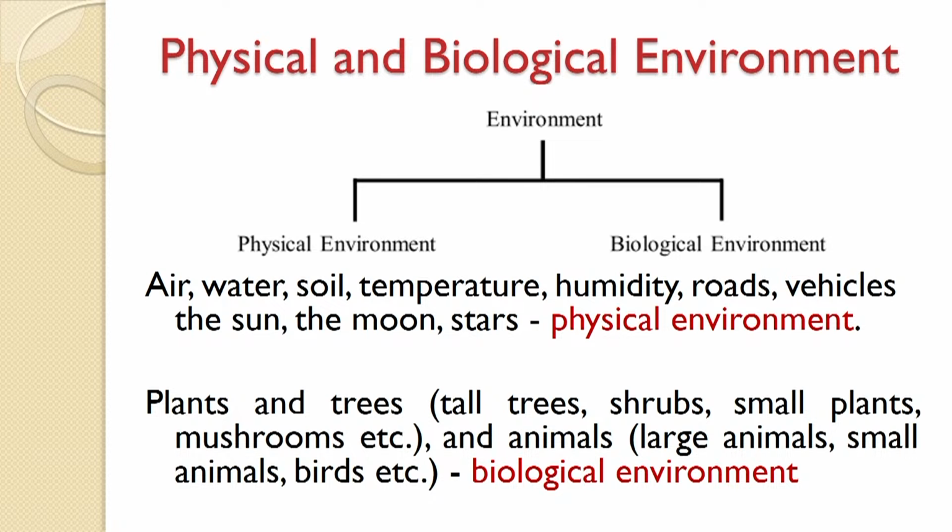Among the plants and trees, it may be tall trees, shrubs, small plants and also mushrooms. Among the animals, it may be large animals, small animals, birds, or also marine animals, which we can find in water, or aquatic animals. Coming to the physical environment, these are the inert components of our environment. They are like air, water, soil, temperature, humidity, road, vehicle, sun, moon, star.